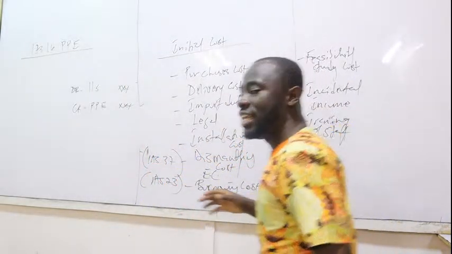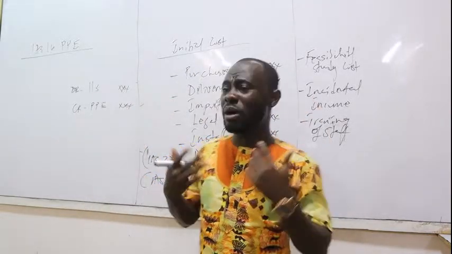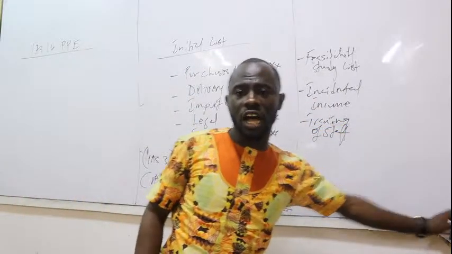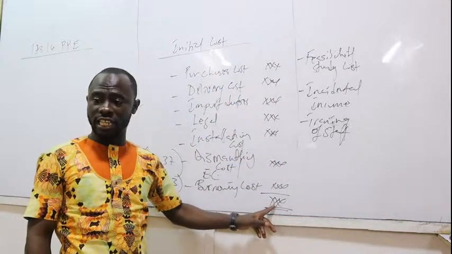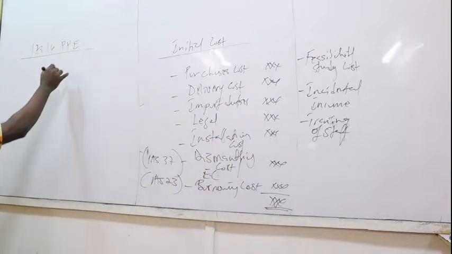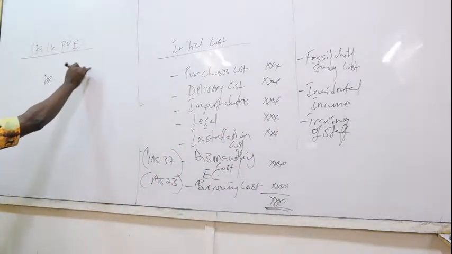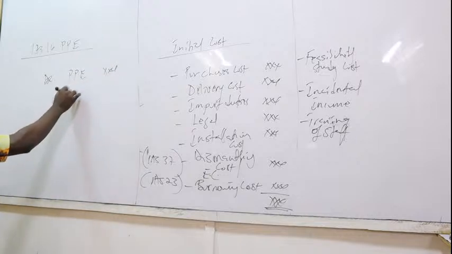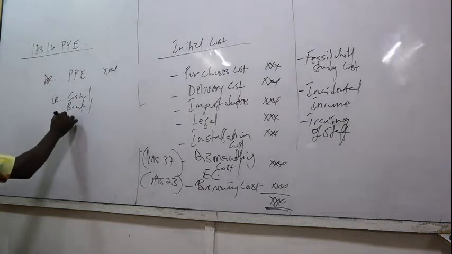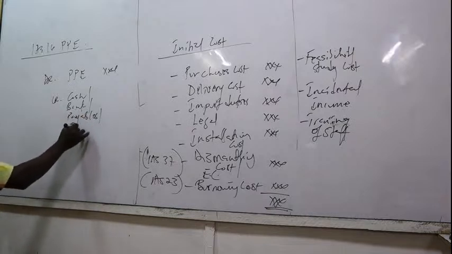So, after the initial recognition, the next thing we look at is what? Subsequent measurement. But before then, we need to look at a double entry. So this initial cost that we have here, the value we're going to be getting at the end of the day, will be debited to the property, plant, and equipment. All right. Then we will credit cash, bank, payables, or provisions.